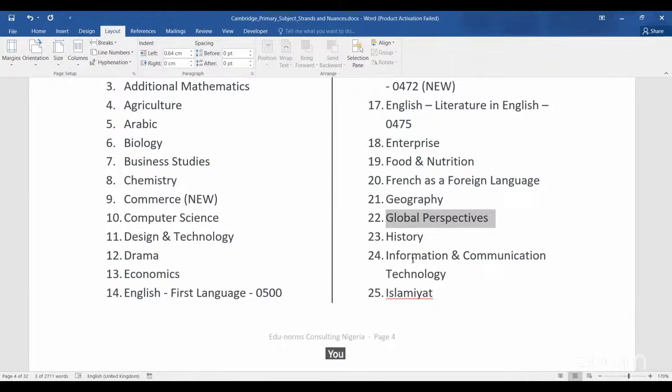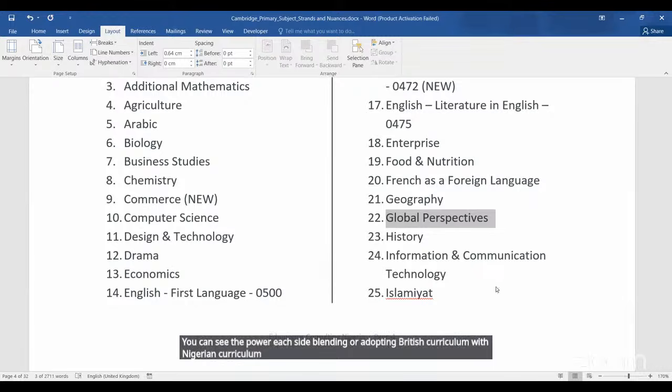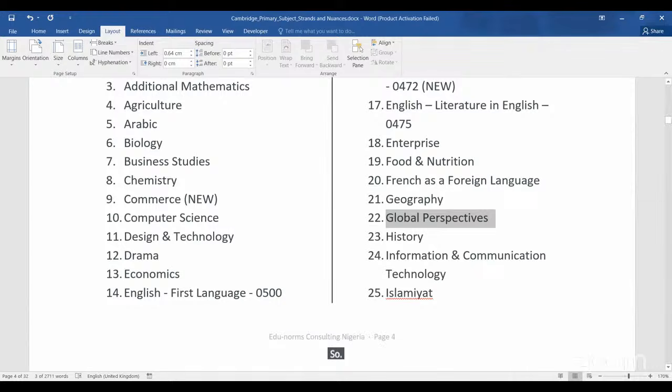You can see the power of blending or adopting the British curriculum with the Nigerian curriculum. So, lastly, why strand system? So I will now stop here.